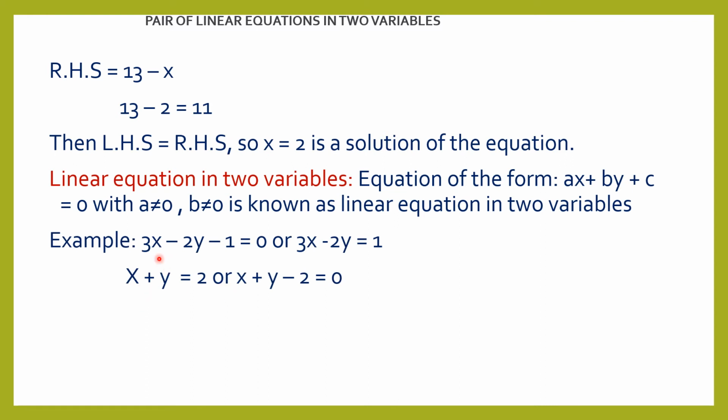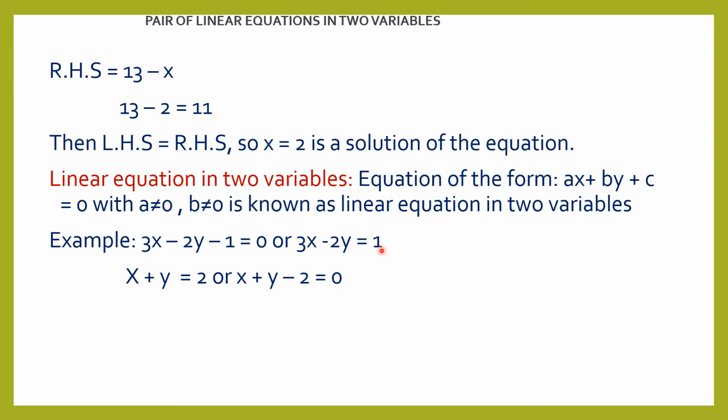So what is a suitable example for a linear equation in two variables? 3x minus 2y minus 1 equal to 0. Here what are the two variables? x and y. What is the constant value? Minus 1 equal to 0. This is written as 3x minus 2y equals, this is minus 1, move to the opposite side, plus 1. So 3x minus 2y equals 1.